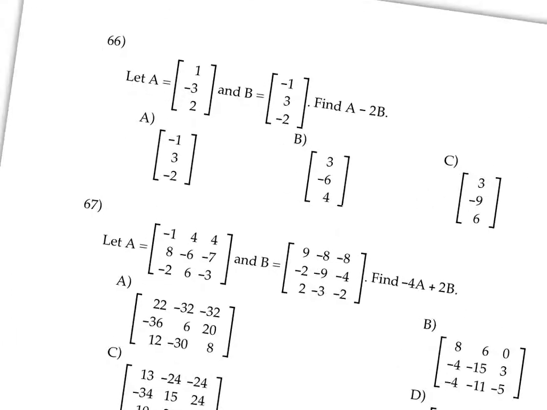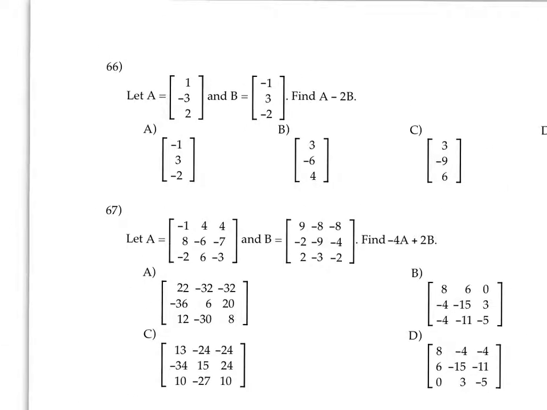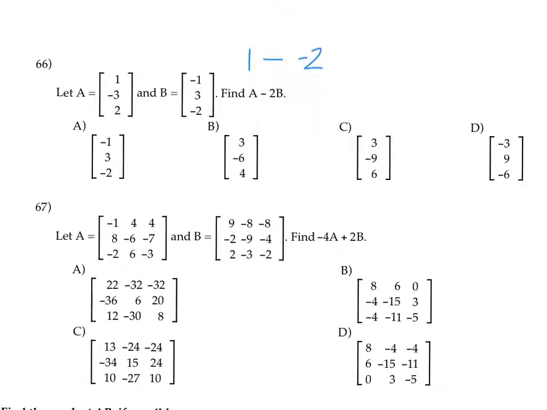For 66, let's see if I skip this or not. We're doing A minus 2B. In other words, each piece is going to be 1 minus 2 times the second piece. So 1 minus 2 times negative 1 is going to be 3. That has to be either B or D. Then we're going to do negative 3 minus 2 times 3, which is going to be negative 9. We're down to answer choice C.